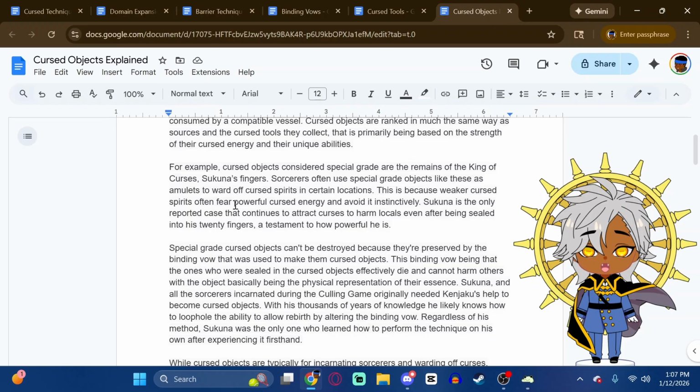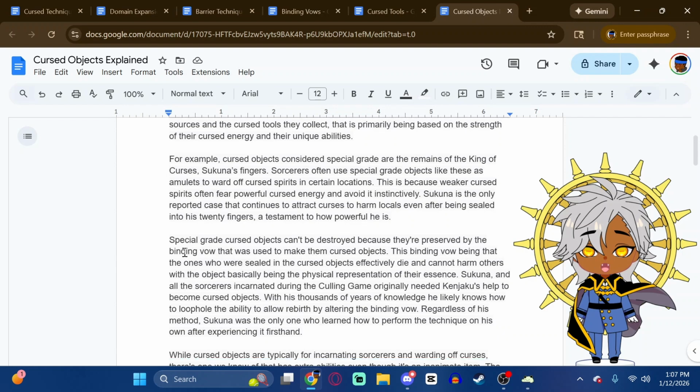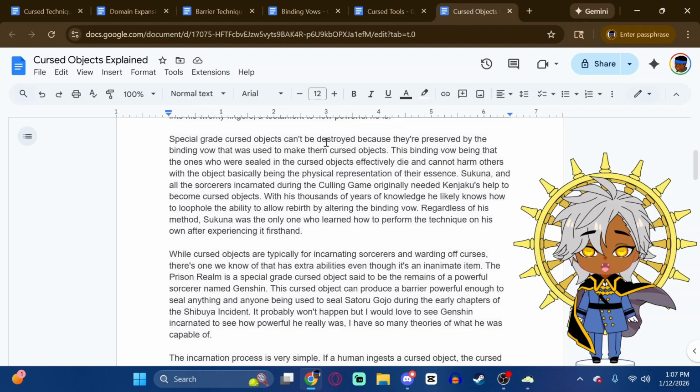So Sukuna is the only reported case that continues to attract curses, and that's off of the belief that anyone consuming his fingers will gain more power. So special grade cursed objects can't be destroyed because they're preserved by a binding vow that was used to make them cursed objects in the first place.